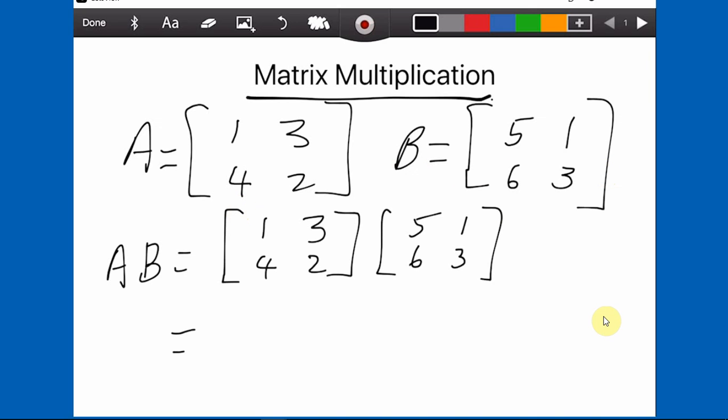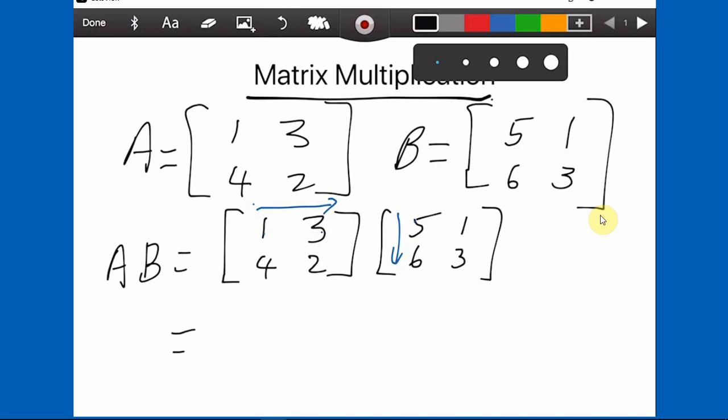So with matrix multiplication, what we do is we follow this pattern. We go across the row and down the column. And you'll notice that there's 2 elements across that row and 2 elements down that column. So what we do is we multiply this first by this 5, and then we multiply this 3 by this 6.